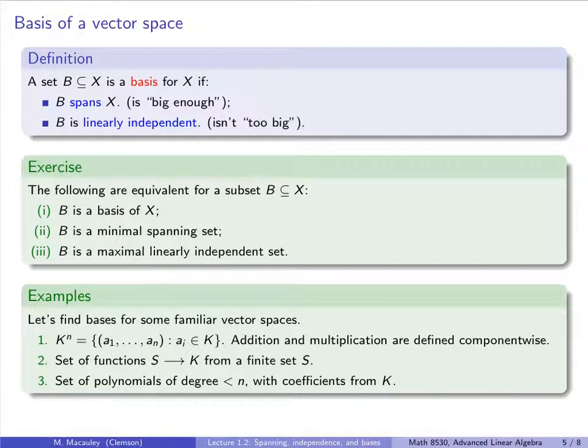Okay, let's do some examples. So let's take some of our familiar vector spaces and talk about bases. So Kn is the set of all n-tuples. And so a basis for this is going to be, I'm just going to write it as E1, E2, up to En, where Ei is the vector of all zeros, and this is position i. So that's one basis of many. There's many other ones that you could use.